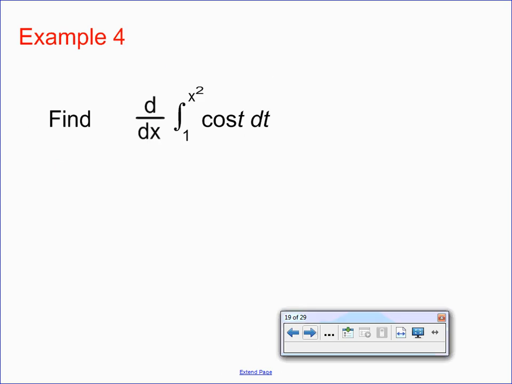Try another one. The derivative with respect to x of the integral from 1 to x squared of cosine of t dt. Go ahead and see if you can, with your group, puzzle out what this would be. Try this one with your group and see if you can figure out what the derivative of that integral expression would be, and be ready to share.